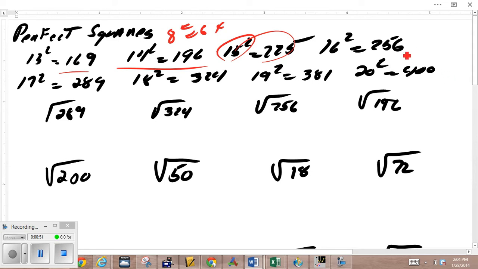So 16 squared is 256, 17 squared is 289, 18 squared is 324, 19 squared is 381, 20 squared is 400. You need to know them inside and out, backwards and forwards.